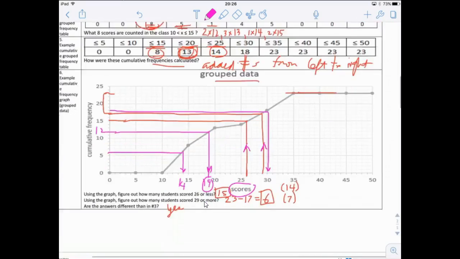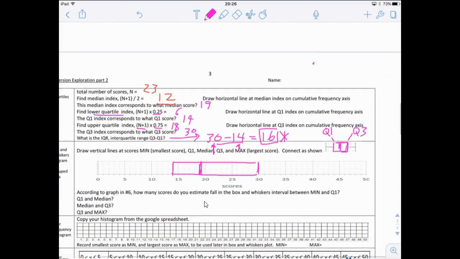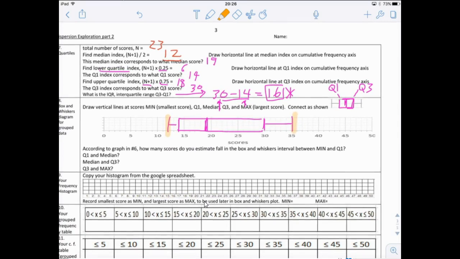Okay, and when you do a box and whiskers plot, the actual minimum and max, 12 and 35, are the ones that are going to appear on the box and whiskers. So these are the 2 points that are actually accurate in a box and whiskers plot. The other ones are all kind of estimated. Okay? So that's our box and whiskers plot that corresponds to the cumulative frequency graph that we just did.